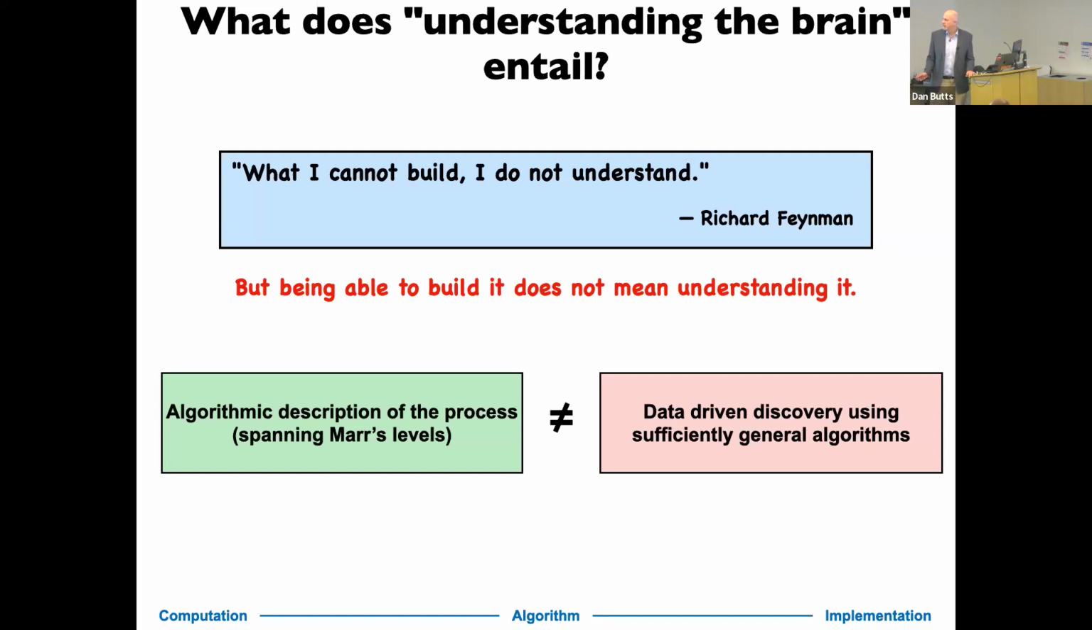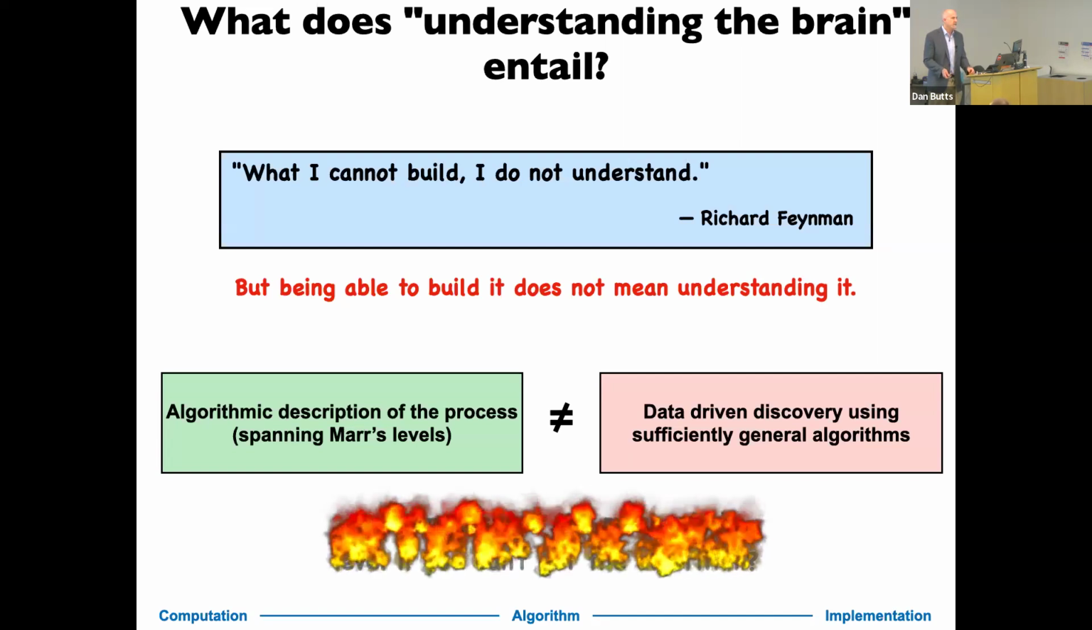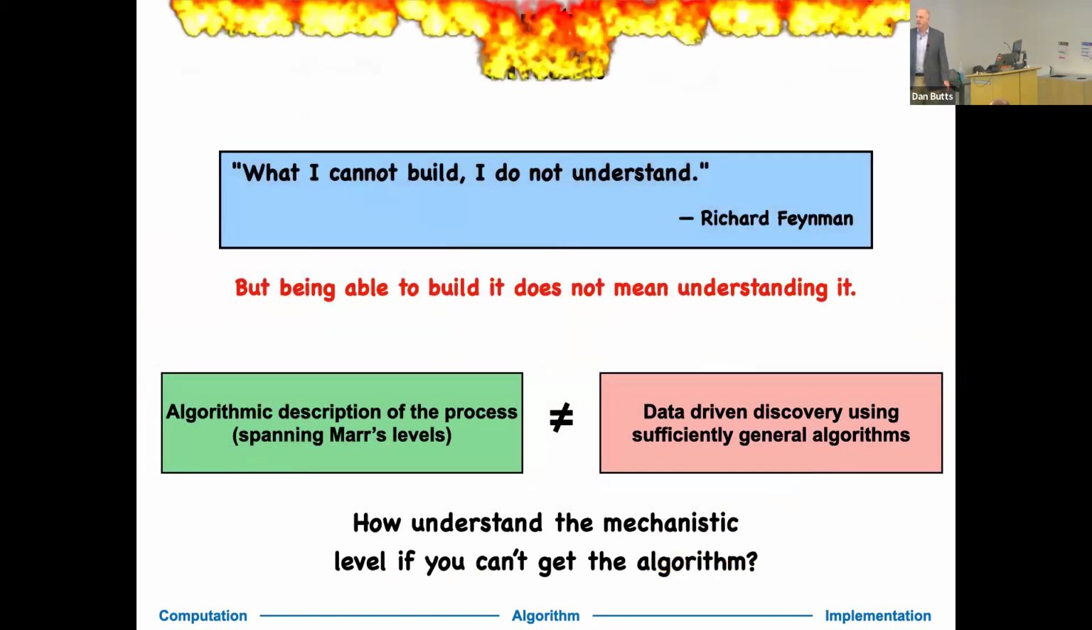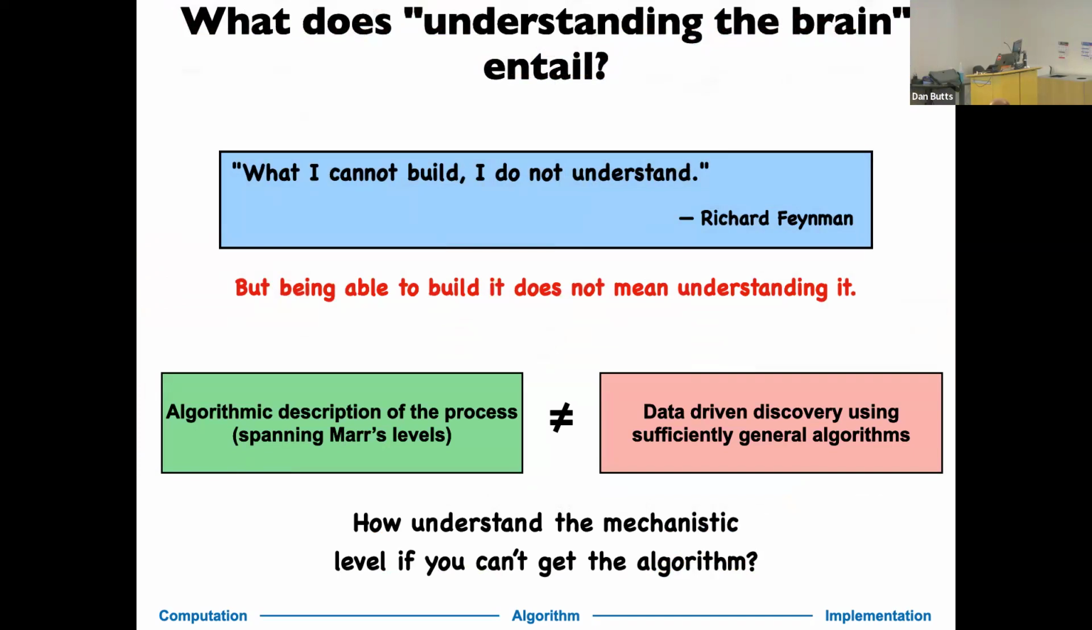And the disconnect is now because the sort of data-driven discovery using sufficiently general algorithms does not really relate to algorithm at all. It's almost, we don't know the algorithm, so we're going to give a sufficiently complex network a lot of examples, and it's going to figure out how to do it. And whether it figures out an algorithm or anything is an open question in a way. And ultimately, if that's how the brain works, being able to build something, understanding the mechanism is hard if you don't know the algorithm.